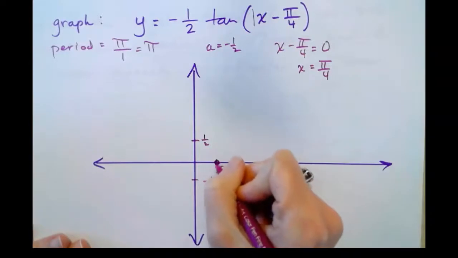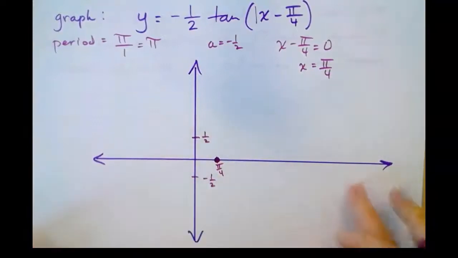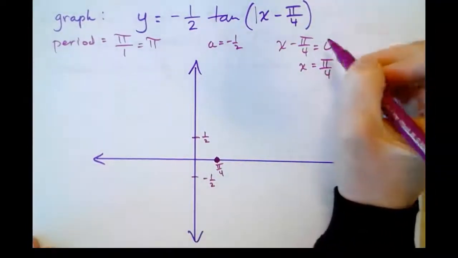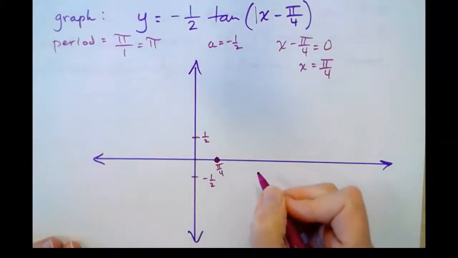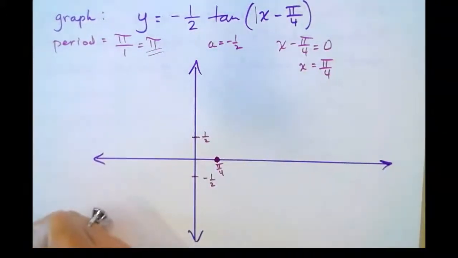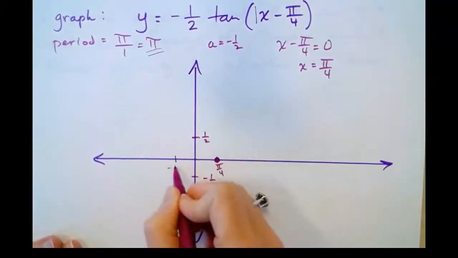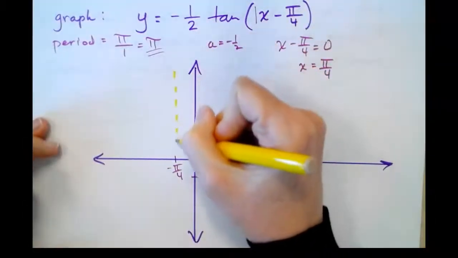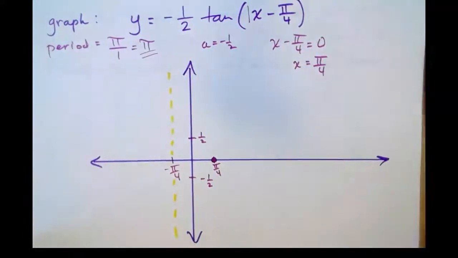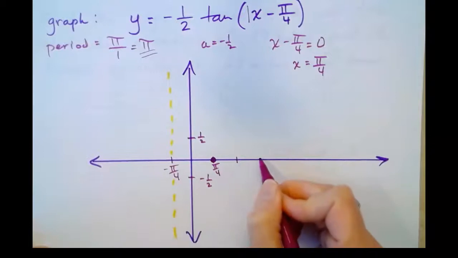And that, of course, is where my branch is going to cross that midline, or in this case, the x-axis. There is no d value, so there's no need to raise that midline up or down. Okay, now, if our period is pi, that means that we need to go pi over 2 to the left and put in an asymptote, and then pi over 2 to the right. So 1/4, 2/4, 1/4, 2/4.